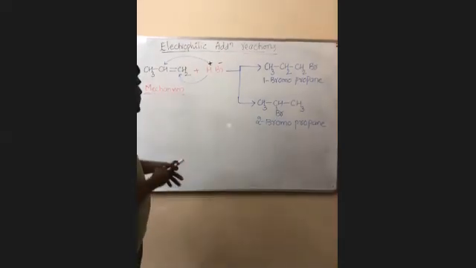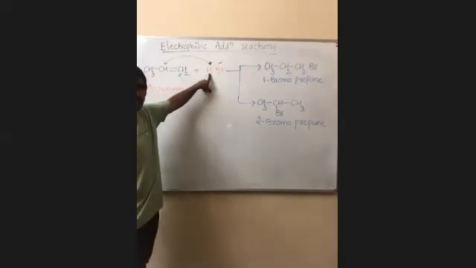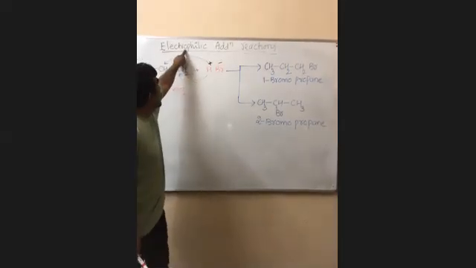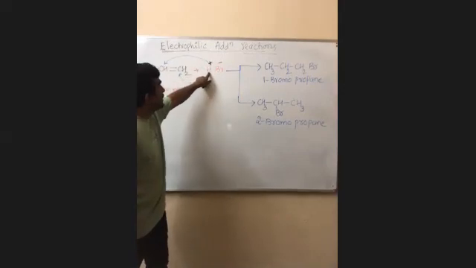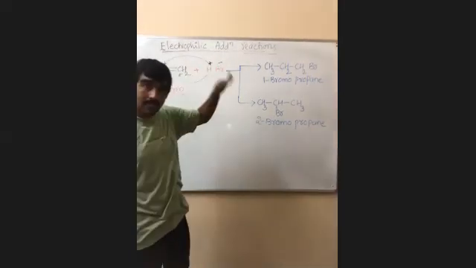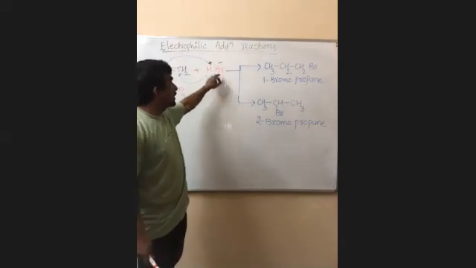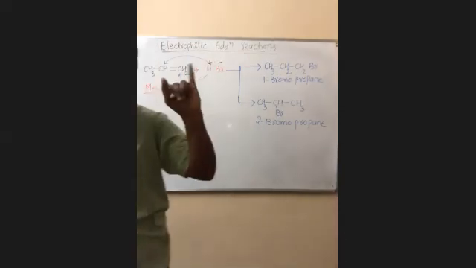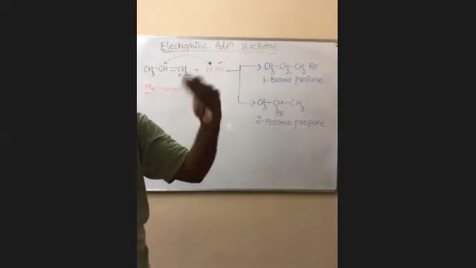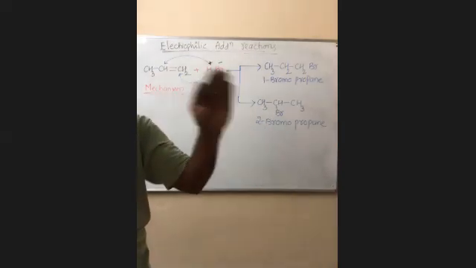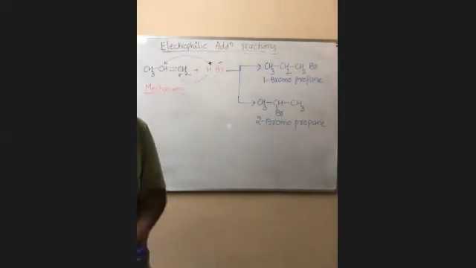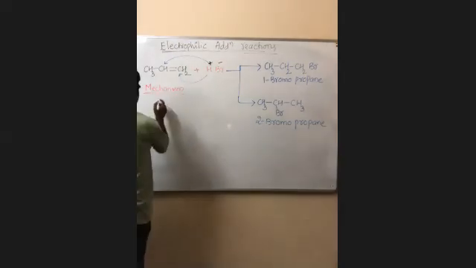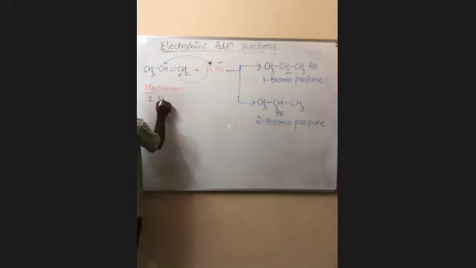Now H plus is added first, because it is an electrophile. Why? Because it carries the positive charge. This is added first, then followed by the Br minus. Please remember. So H plus is adding first. After adding H plus, the intermediate is carbocation. The intermediate is carbocation. So it is a two-step mechanism.